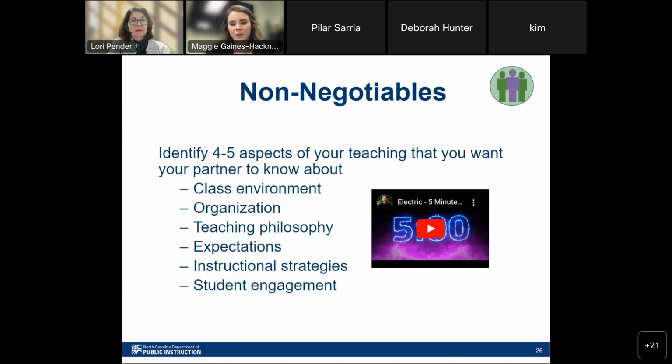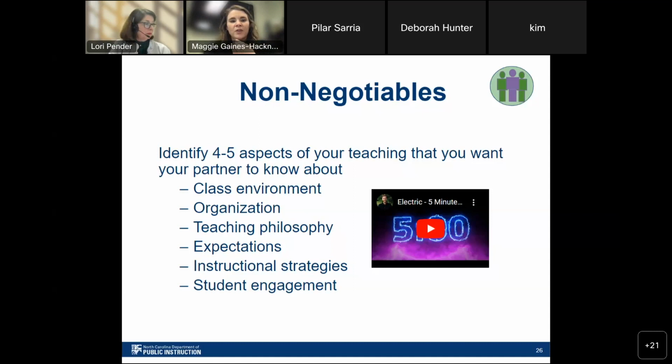So these non-negotiables, I want you to think of 4 to 5 aspects of your teaching that you will want someone to know. Things that are non-negotiables for you, things that you would not want to give up. They can deal with classroom environment, organization, expectations, student engagement, different examples that you see on the screen. So we're going to set you up in different breakout rooms, and hopefully you will be with a partner. I'm going to give you a minute or two prior to the breakout sessions to come up with 4 to 5 things that you deem as non-negotiables.